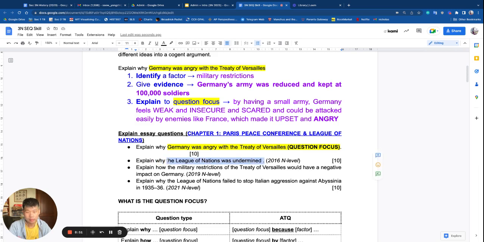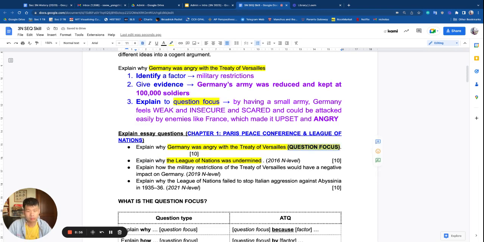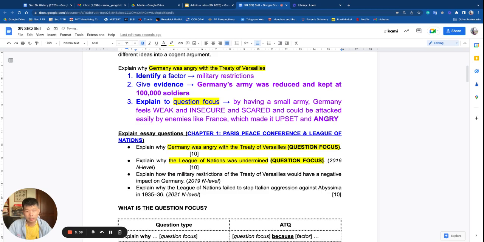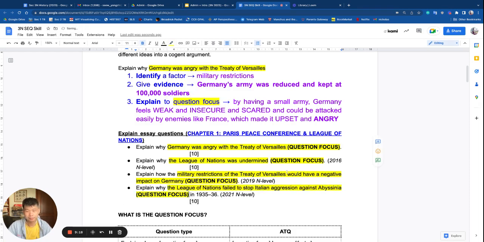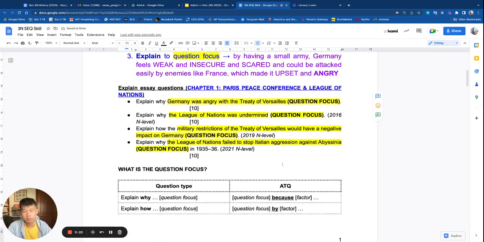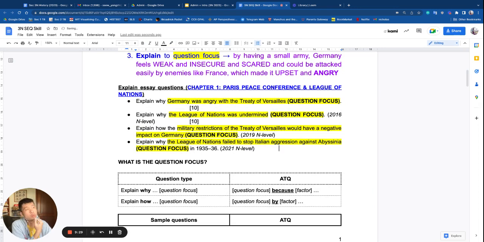The focus here is the League of Nations was undermined. This is the question focus. This one, how the military Treaty of Versailles would have a negative impact on Germany. Focus. And why the League of Nations failed to stop Italian aggression against Abyssinia. Focus. So please highlight and label the question focuses now, because these will help you with understanding how essays are crafted.